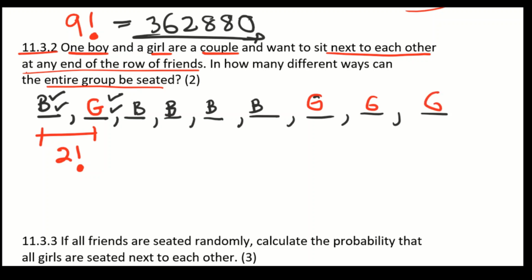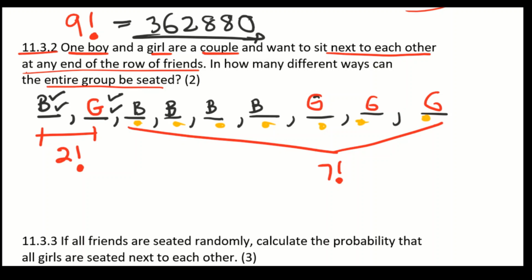Girls, girls, girls. Remember, girls are 4. So we don't really care how they're seated, because they can be seated randomly. How many are these people in total? There's 1 here, 2, 3, 4, 5, 6, 7. So there are 7 in total, meaning it's 7 factorial.